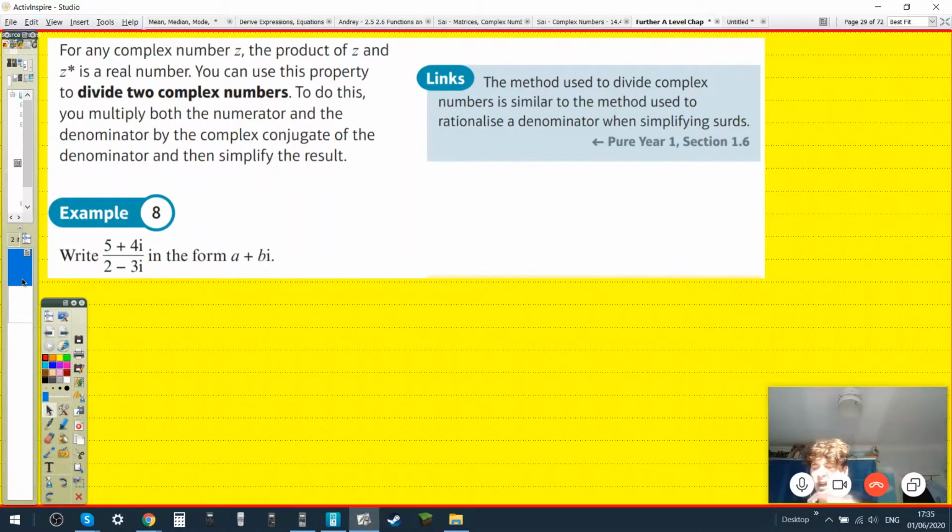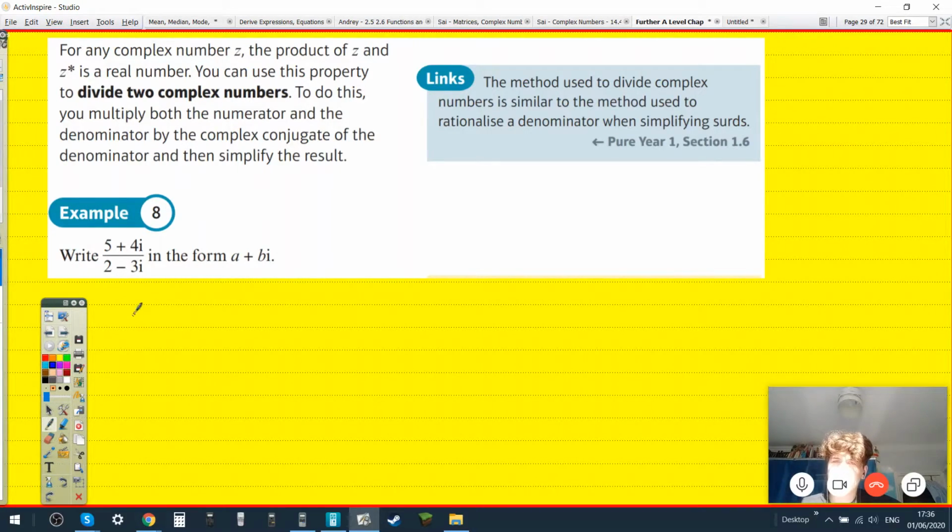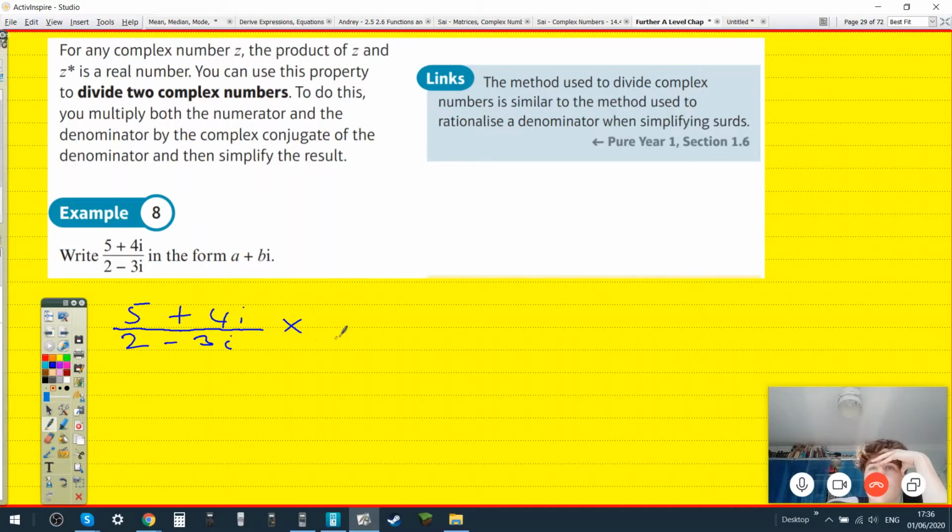Okay. So, and then divide the result. So they want 5 plus 4i over 2 minus 3i times 2 plus 3i. Not just 2 plus 3i. To do this, you multiply both the numerator and denominator by 2 plus 3i over 2 plus 3i. Yeah, so it's nearly identical to rationalizing the denominator with surds.